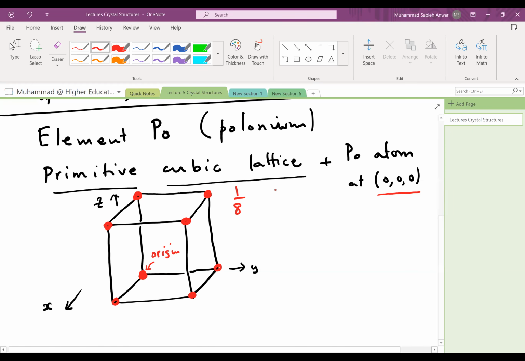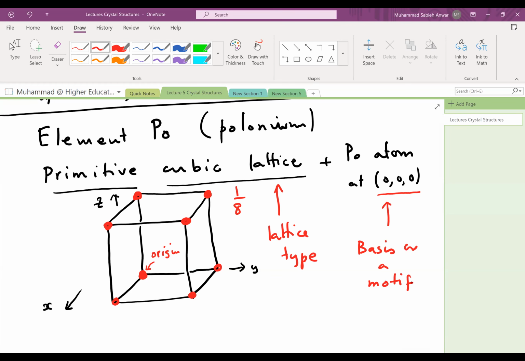Okay, and I've defined a lattice type, and I've defined a basis or a motif, and I've picked up that motif or basis and placed it at each and every point of the unit cell. So the lattice and the basis together form the crystal structure.